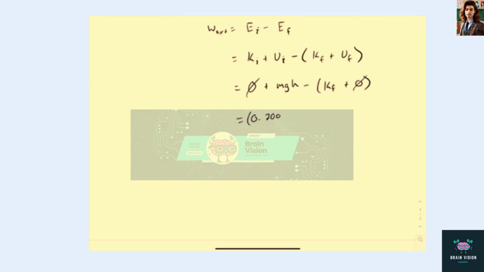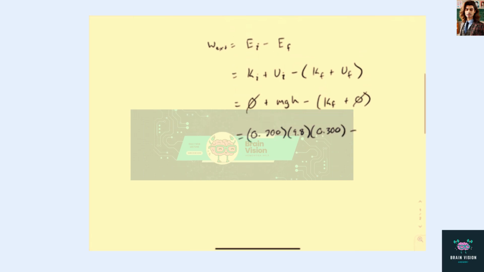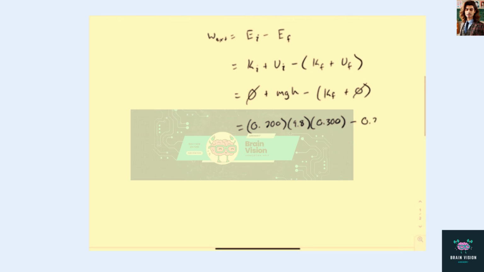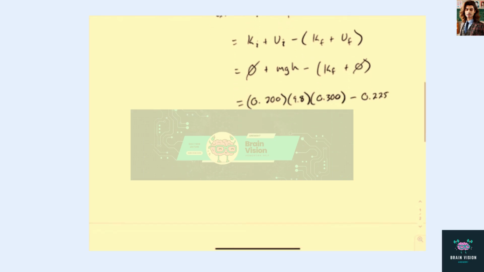So get rid of the zeros, and we're left with 0.2 kilograms times 9.8, and the radius of the bowl is 30 centimeters, which is 0.3 meters. And then subtract the final kinetic energy, which is 0.225, and you get 0.363 joules.